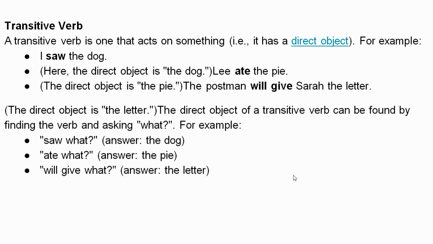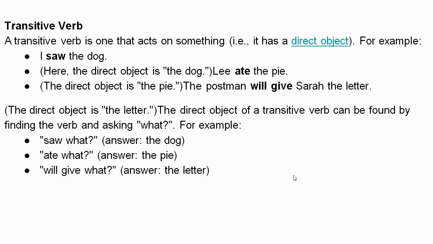Transitive verb. A transitive verb is one that acts on something. That is, it has a direct object. For example, I saw the dog. Here, the direct object is the dog. Lee ate the pie. The direct object is the pie. The postman will give Sarah the letter. The direct object is the letter.